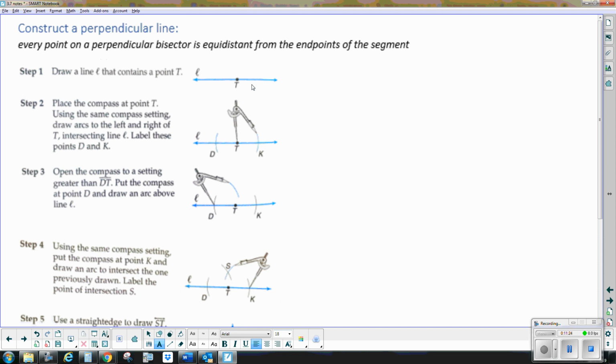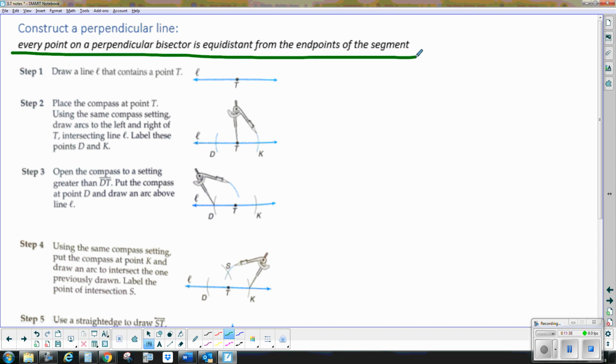Now, the last step of this lesson is constructing a perpendicular line. The only way we can construct a perpendicular line is through this perpendicular bisectors theorem. And in order to discuss this theorem, we need to know what a bisector is.